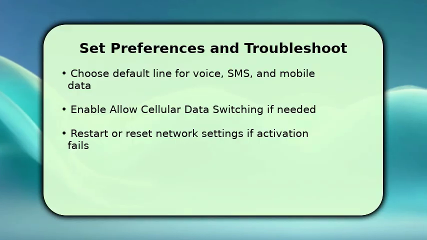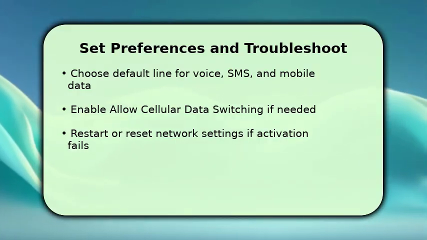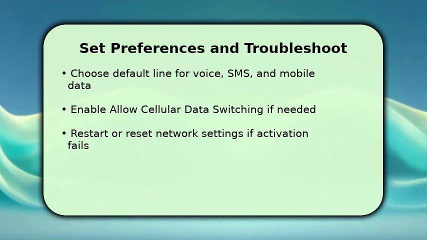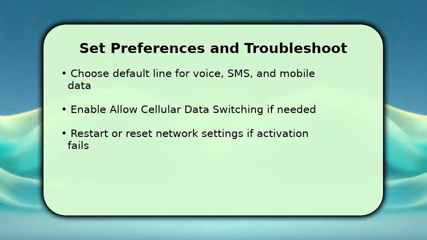If activation or signal problems occur, restart the phone first. If that fails, reset network settings or contact your carrier with the eSIM details ready for faster resolution.